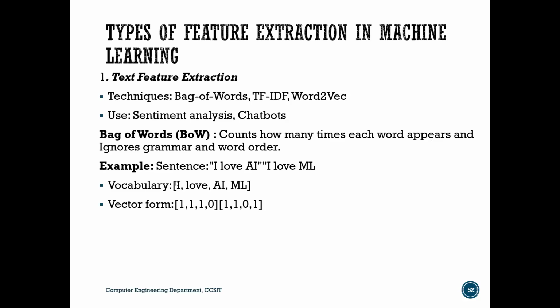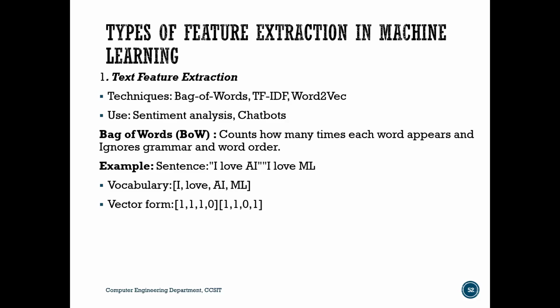Suppose I have these sentences: I love AI. I love ML. So what is the vocabulary here? I, love, AI and ML. So four things, right? What is the vector form here? For the first sentence, it will be 1110. In the second sentence, I don't want AI, I want only ML: I love ML. So 1101. In such a way, you can extract the feature in machine learning.